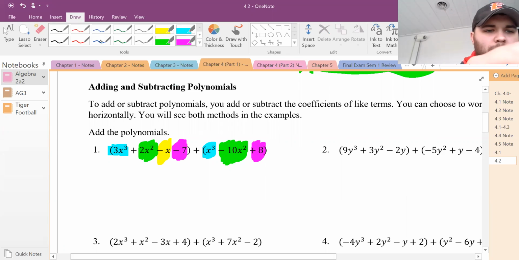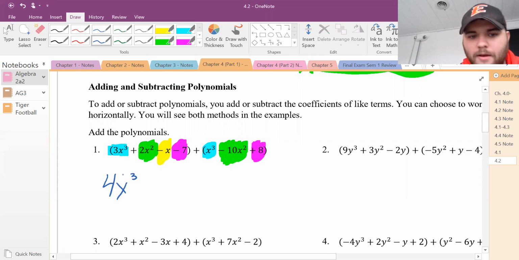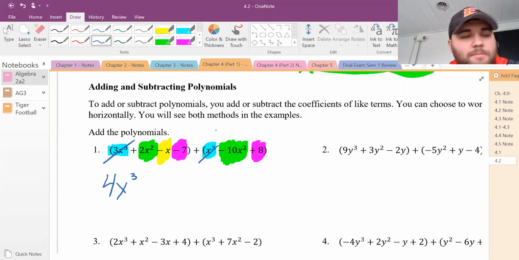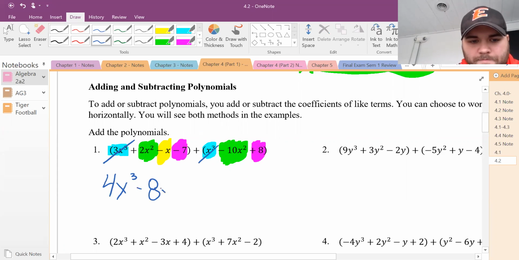Let's do the cubes first. We have 3x cubed plus x cubed, which gives us 4x cubed. Next, we have the squared. Let's go ahead and cross them off. I don't know why I like doing this, I just do when I combine like terms. It helps my brain organize it. We have 2x squared minus 10x squared, which gives us a negative 8x squared.